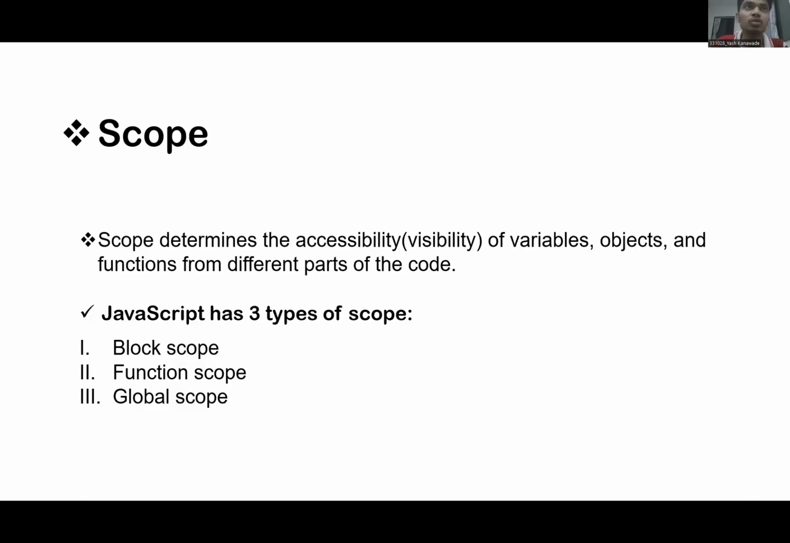Next one is scope. So what is scope? Basically, scope determines the accessibility or visibility of variables, objects, and functions from different parts of the code. There are 3 types of scopes. First one is block scope, second one is function scope, third one is global scope.